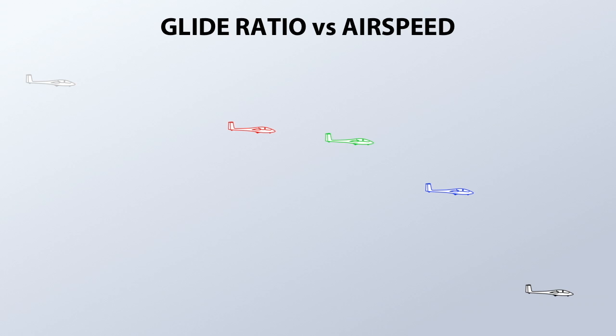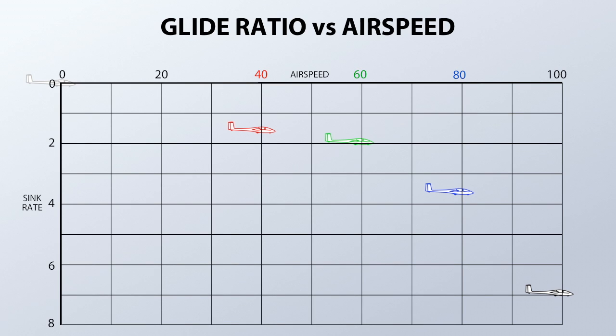Basically what we've done here is to get 4 data points that describe the sink rate of the glider as a function of the airspeed. If we were to plot this data on a graph, it would look like this. The red glider flew at an airspeed of 40 knots and was sinking at about 1.6 knots. Since the glide ratio is the airspeed divided by the sink rate, the red glider had a glide ratio of 40 divided by 1.6, or about 25:1.